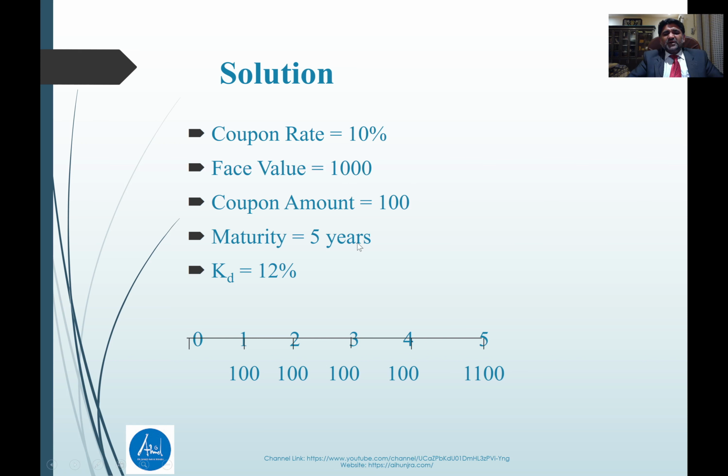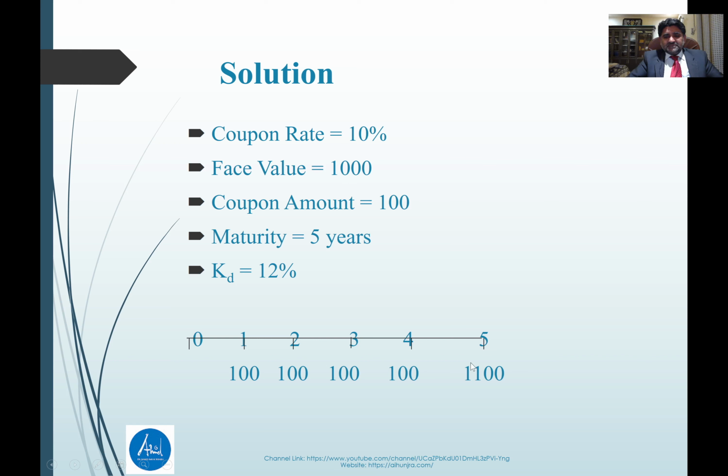The maturity is 5 years, and KD, the cost of debt, is 12%. At zero, that is today, no coupon payment is made, since coupon payment is made at the end of each year. After 1 year, the coupon payment is 100. After 2 years, it is 100. After 3 years, 100. After 4 years, 100. At the 5th year, the coupon payment is 100.